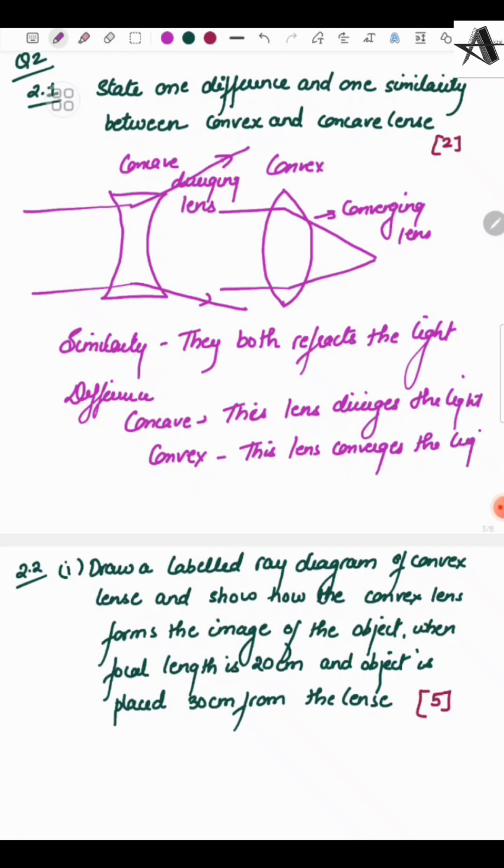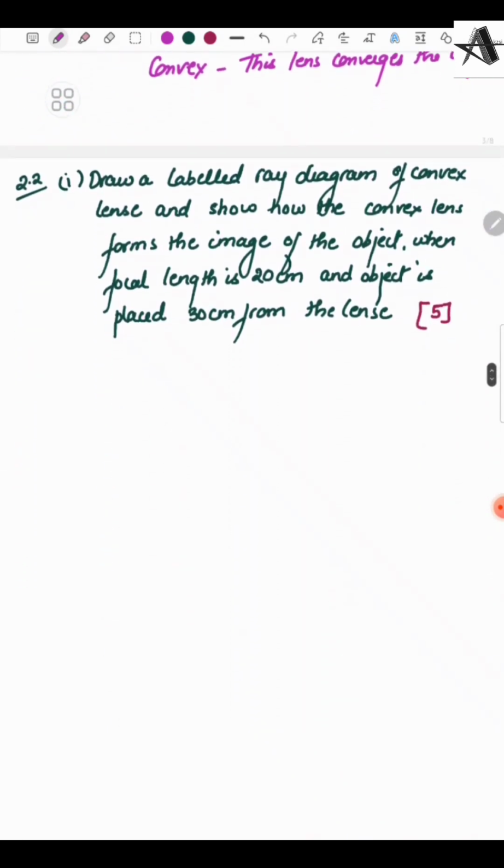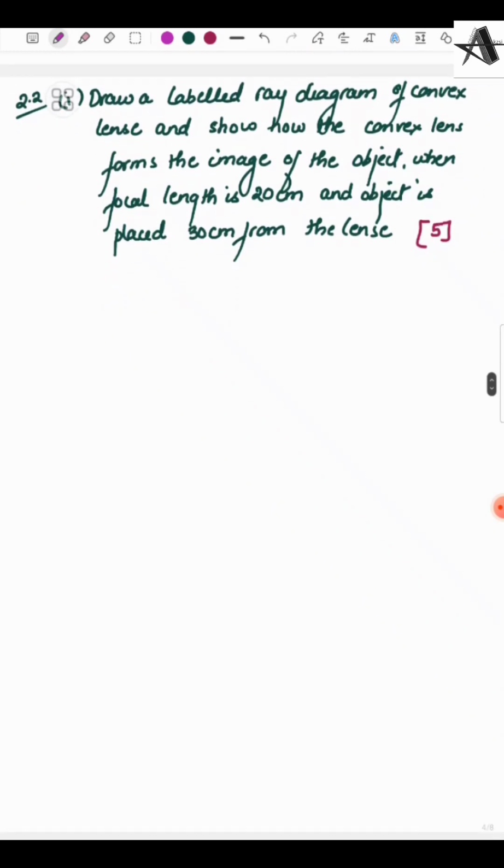This is also related to lenses. Draw a labeled ray diagram of a convex lens and show that the convex lens forms the image of the object when the focal length is 20 centimeters and the object is placed 30 centimeters from the lens.